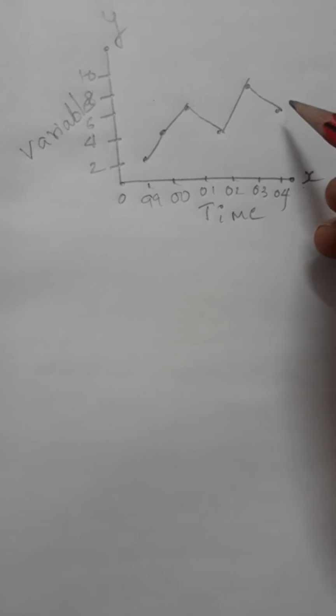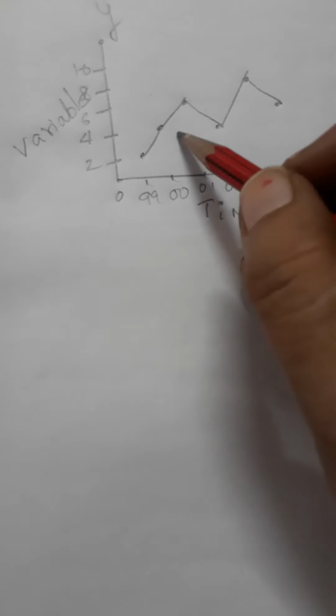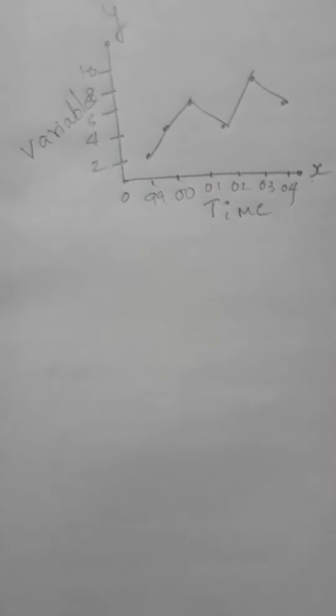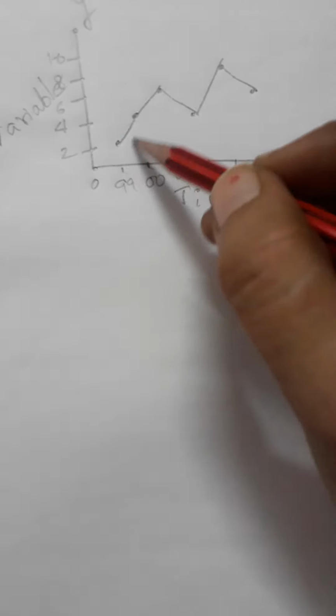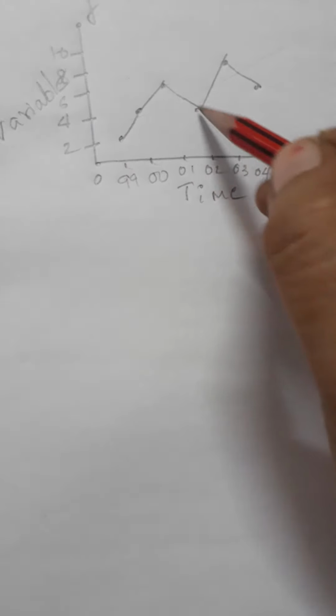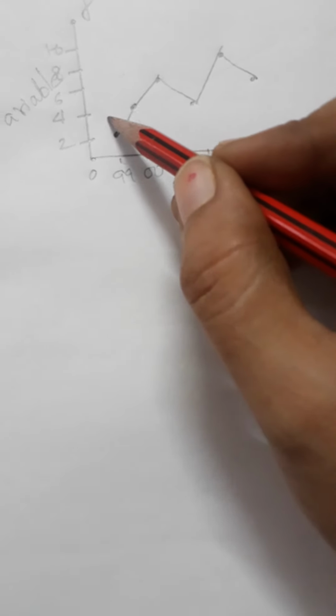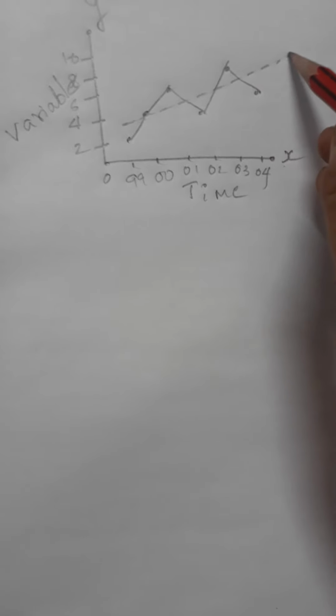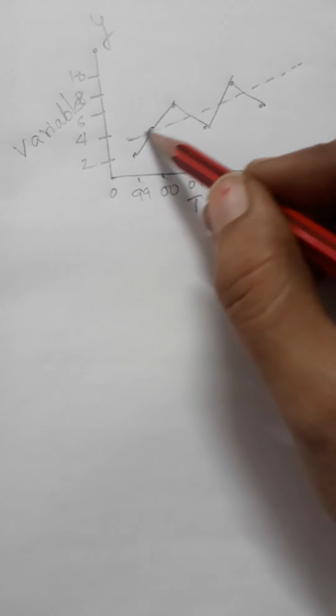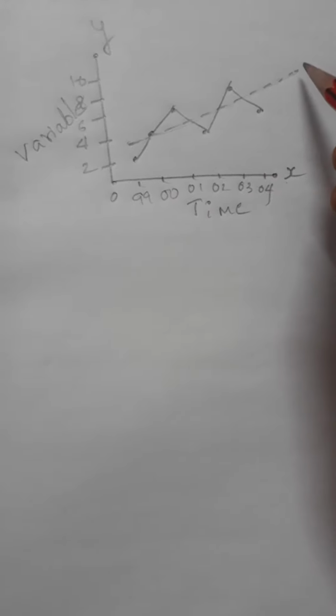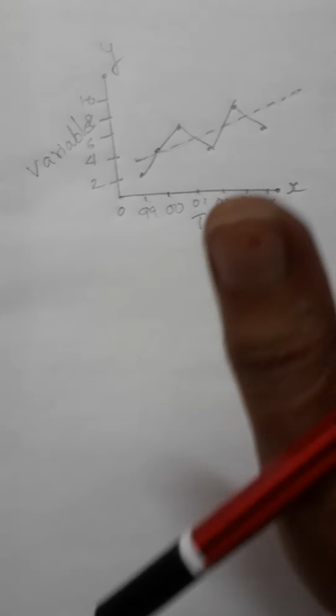After joining all the lines, approximately, I am telling you approximately, on your personal judgment draw one line between this curve, between these ups and downs, between this deviation. Try to divide this deviation equally, okay. So I am trying to divide this deviation equally and I am drawing one smooth line, that's all. This smooth line is called a trend line. That's all for 5 marks, okay.